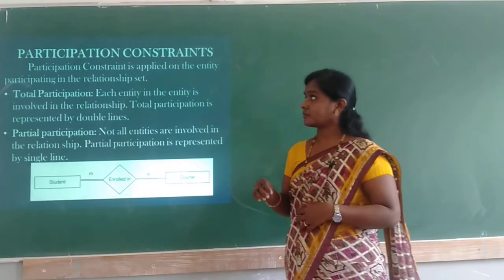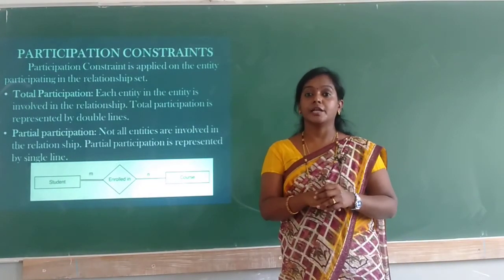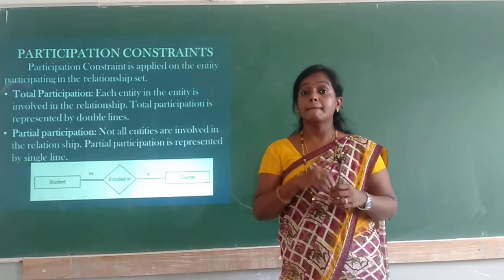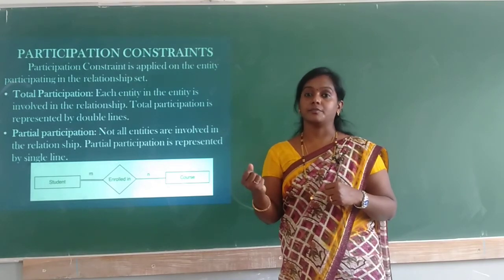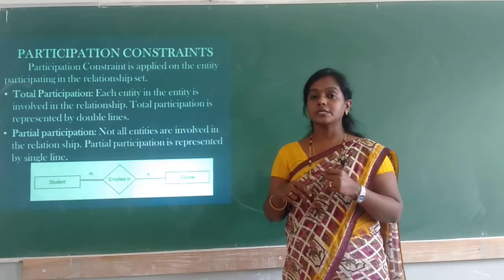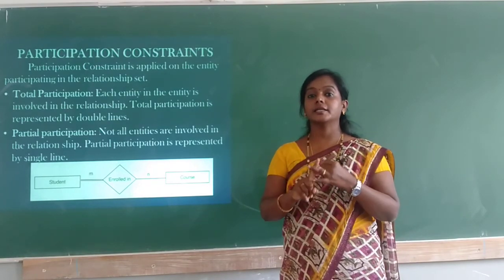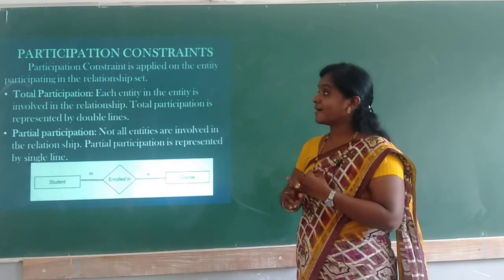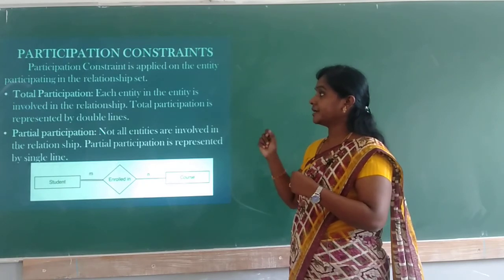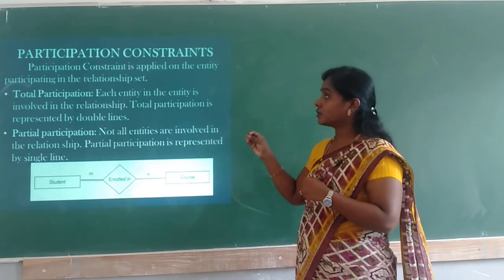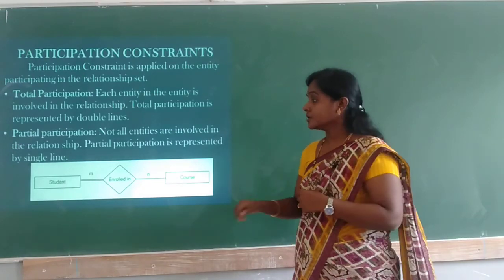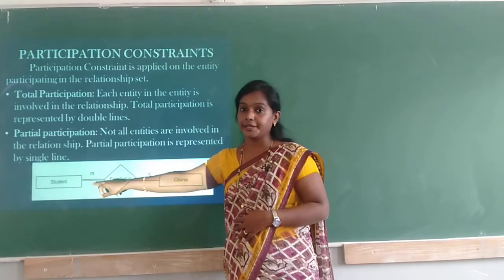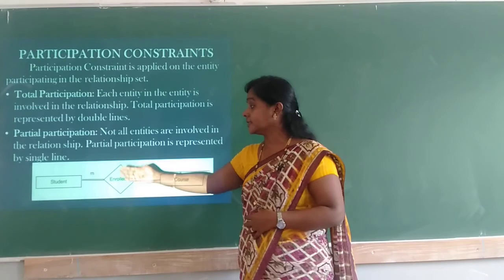Next we have the participation constraints. That means how many entities are participating in the relationship. Here we have two types. One is total participation, another one is partial participation. What is total participation? Each entity in the entity set is involved in the relationship. Total participation is represented by the double line. Here the double line represents that all the entities in the entity set are participating in the relationship.